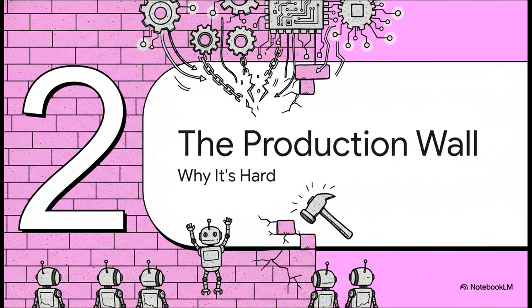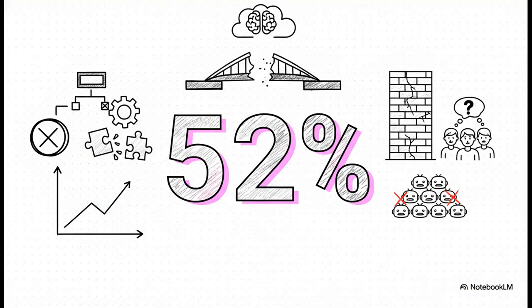Okay, so if these systems are so powerful, why aren't they just everywhere? Well, because moving from that single agent demo to a reliable production system is incredibly hard. There's a reason we call it the production wall. And the numbers, they don't lie. According to Gartner, a staggering 52% of all AI proofs of concept fail. They never make it into production. That's more than half. So if you're struggling with this, you're not alone. This is a huge industry-wide hurdle.